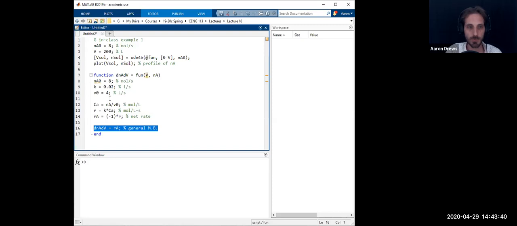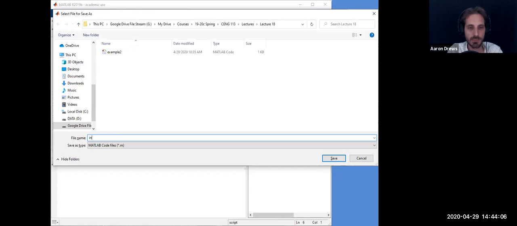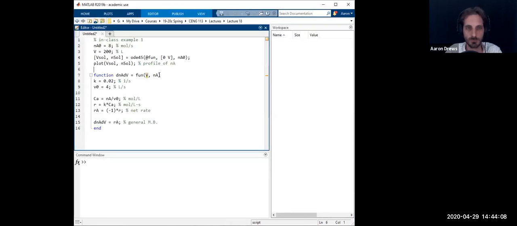MATLAB is warning me that a couple of things are not needed. So if you hover on NA0, you may not be able to see the pop-up on there, but you can probably see that NA0 is underlined in orange. It's just saying you don't need this to calculate anything because I haven't actually used NA0 anyway. And so I'm going to just delete that because I don't need that particular one. So save this as in class one. There we go. Let's go ahead and run that.